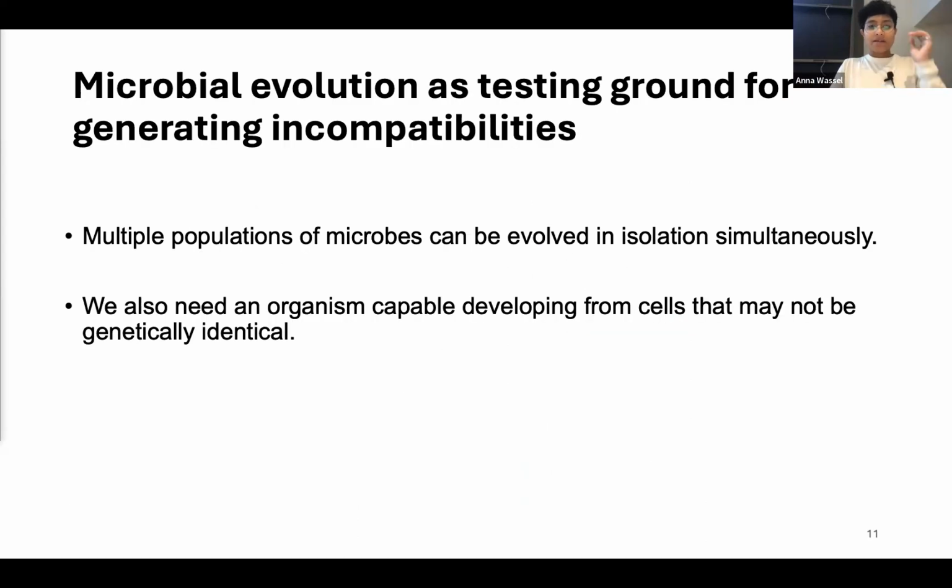And what better than microbial evolution to have a whole bunch of organisms evolving in isolation, in huge replicates, and so on. But also, we would need an organism that can develop not just from a single cell. That's how evolution has happened. And because, unfortunately, I can't go back 4 billion years, we would need an organism that can develop from cells that may not be genetically identical.